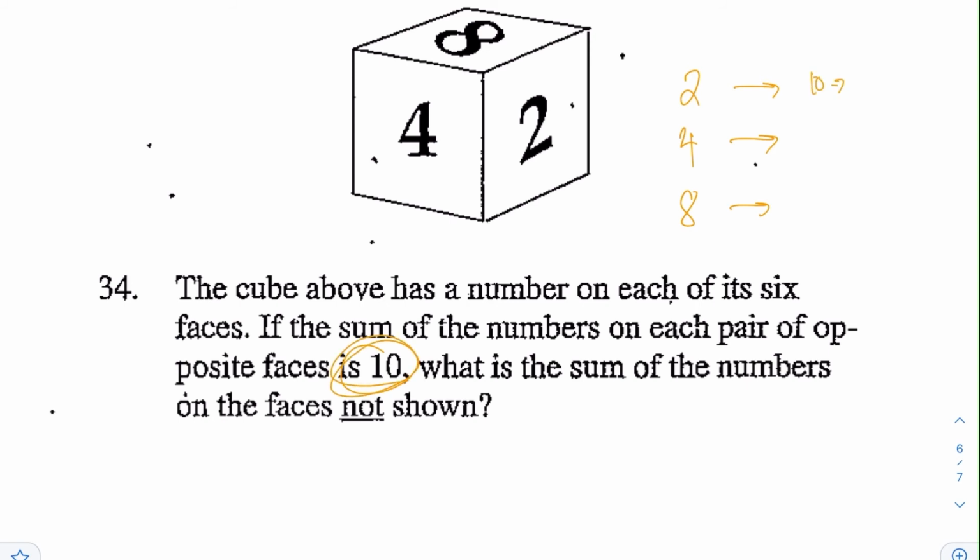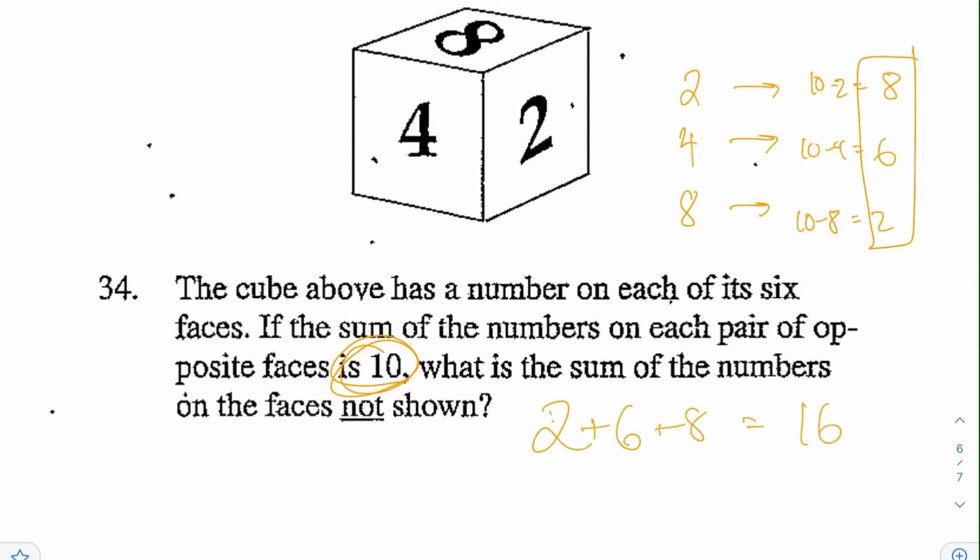So on the other side, just 10 minus 2, which is 8. This would be 10 minus 4, which is 6. This would be 10 minus 8, which is equal to 2. So to take those 3 and add them up, 2 plus 6 plus 8 is equal to 16.